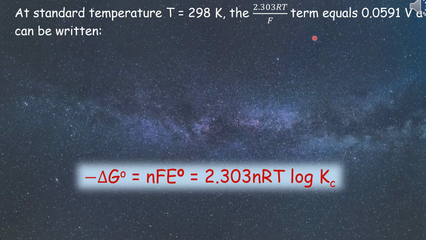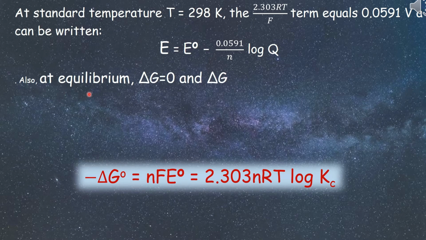Therefore, our equation is further reduced. Now we can write the equation E is equal to E0 minus 0.0591 divided by n log Q, where n is the number of electrons involved in the redox reaction, Q is the reaction quotient, E0 is the standard cell potential, and E is the non-standard cell potential which has to be calculated.